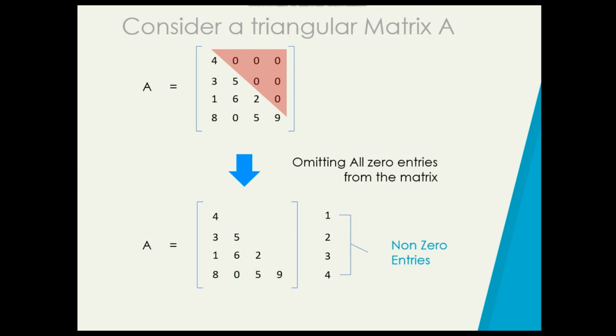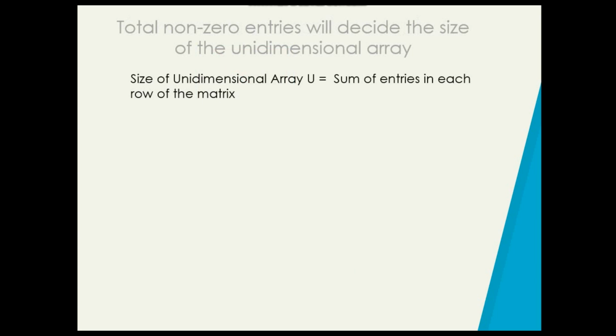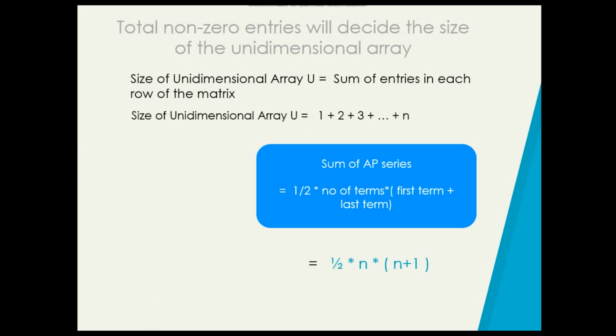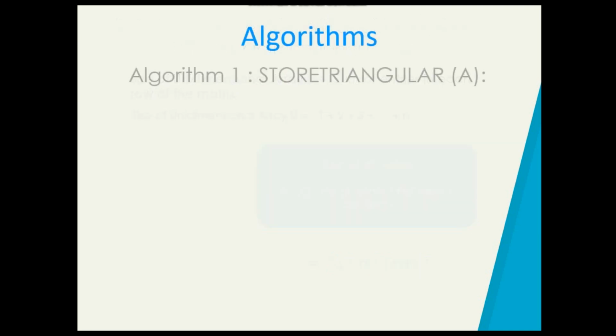The total number of non-zero elements will be the size of the unidimensional array, and the sum of the number of entries in each row can be calculated through the formula of summation for arithmetic progression. Here I have calculated the general formula. It will be half into n plus 1. Now let's dive into our algorithm to store a triangular matrix into a unidimensional array.